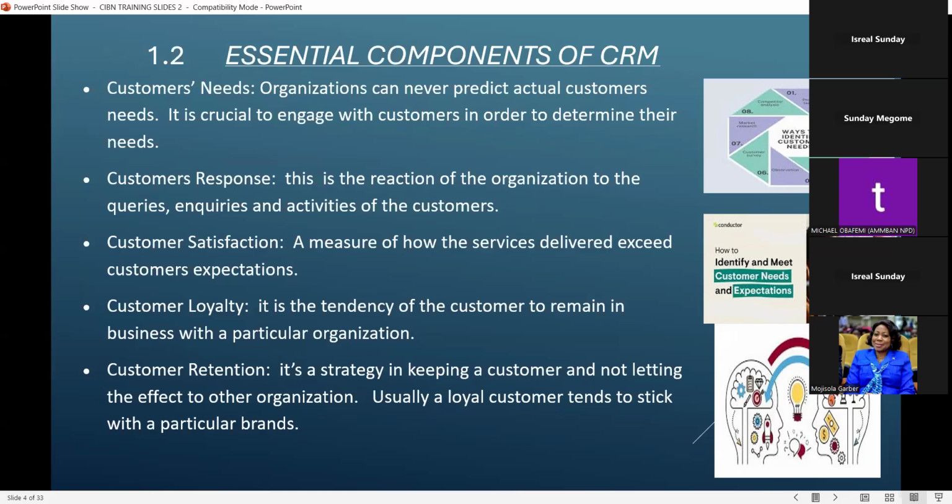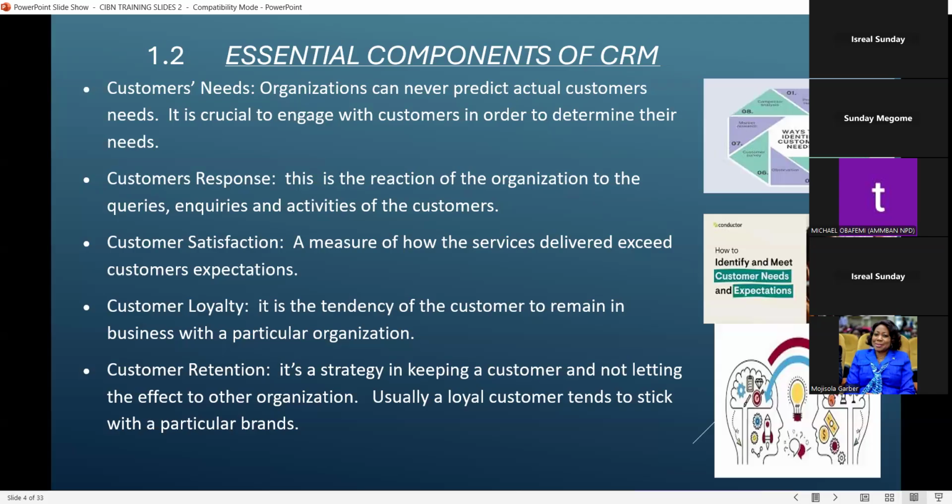So after this training, after you've written an exam, the essence is not just to collect certificates. Most of these things that we are being taught need to be inbuilt, need to be inside us, so that you don't need to show somebody your certificate. The way you serve your customer will distinguish you and you get positive feedback from your customers.